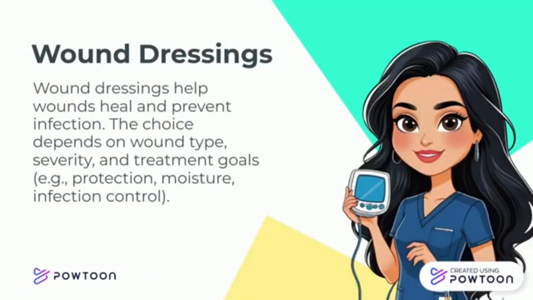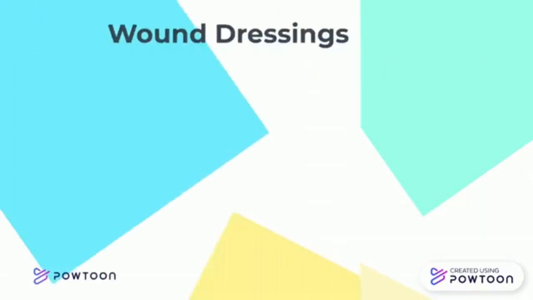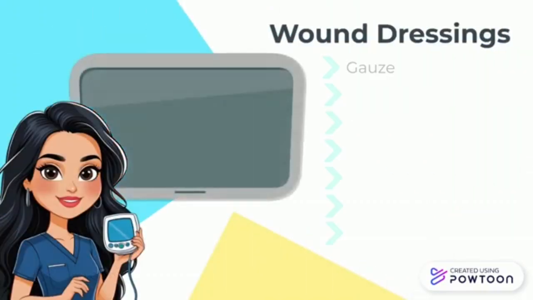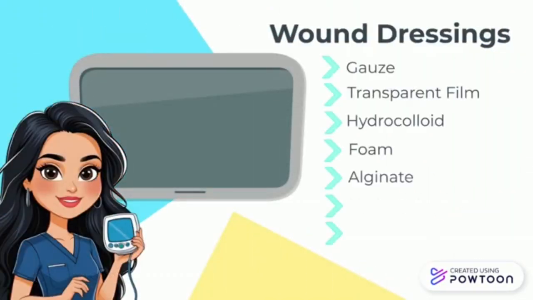So now we'll be covering wound dressings. Wound dressings are materials that are used to cover wounds to support healing and prevent infection. The type of dressing chosen depends on the size, severity, and the goal of the treatment, whether it's simply to protect the area or to manage things like moisture, infection, or tissue damage. Let's go over a few common types of wound dressings. So that includes gauze, transparent film, hydrocolloid dressings, foam dressings, alginate, hydrogel, and finally antimicrobial dressings.